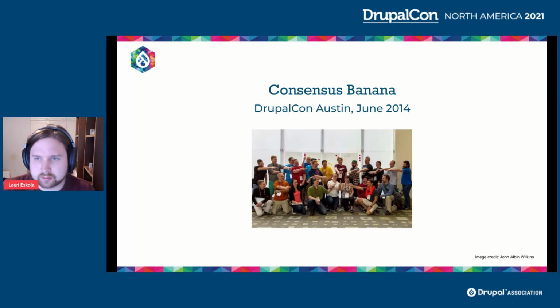At DrupalCon Austin, a series of decisions started that has taken us to where we are at the moment. A group of front-end contributors ran a survey. They tried to better understand how core could better serve front-end developers. One of the findings was that there was a good number of people who expected the default markup to be less opinionated. They felt that Drupal core default markup was bloated. That included IDs, classes, and lots of nested HTML elements.